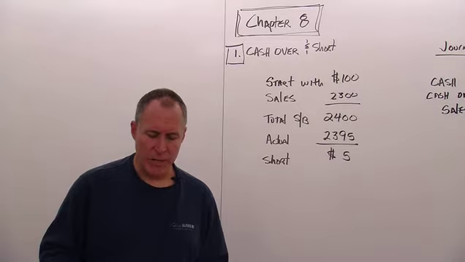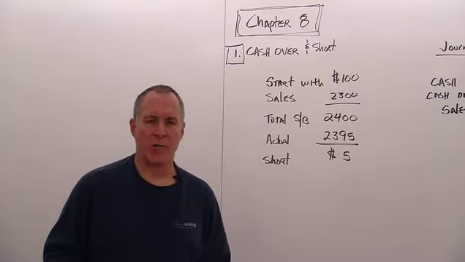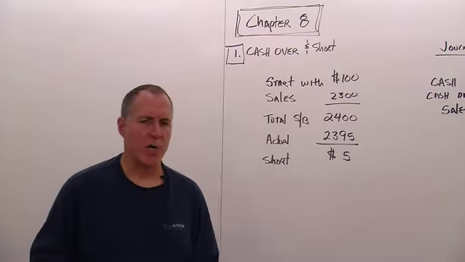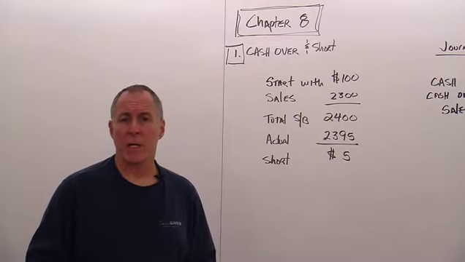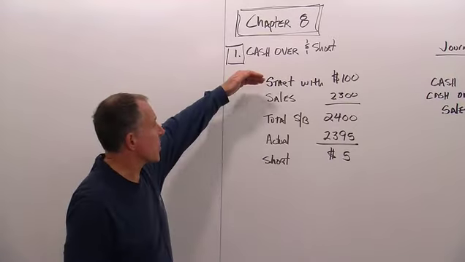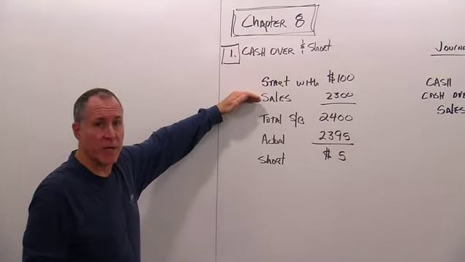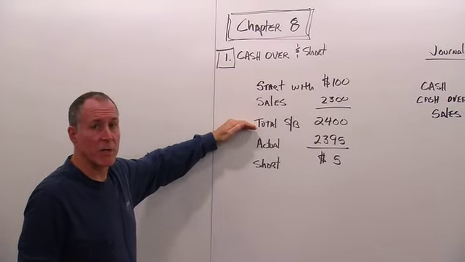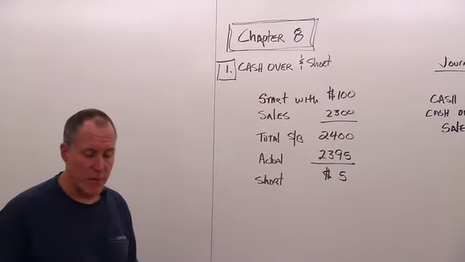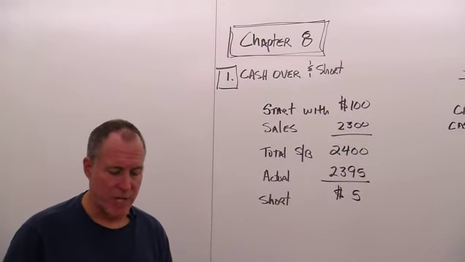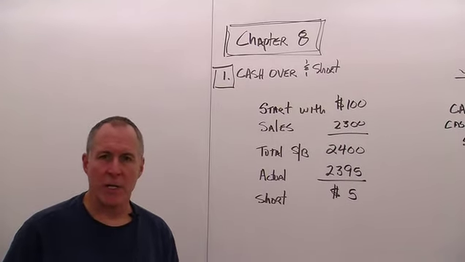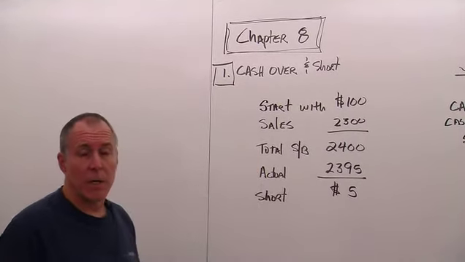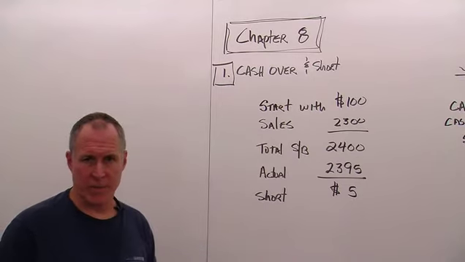At the end of your shift, you have $2,300 of sales. Well, let's think of this. If you started off with $100 and you had $2,300 of sales, you should end up the shift with $2,400. Start with 100, sales of $2,300, total should be $2,400. You count up your till, looking at the problem, and it says you find out the checks, currency, and coins total $2,395. You happen to be short $5.